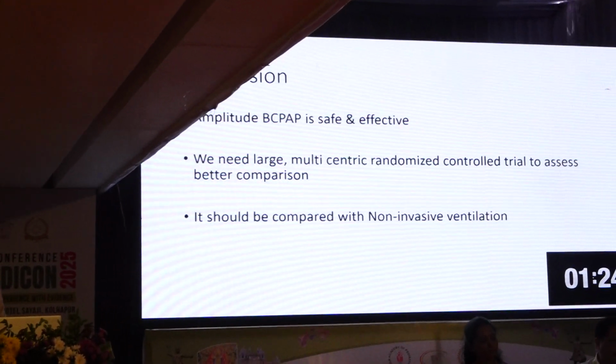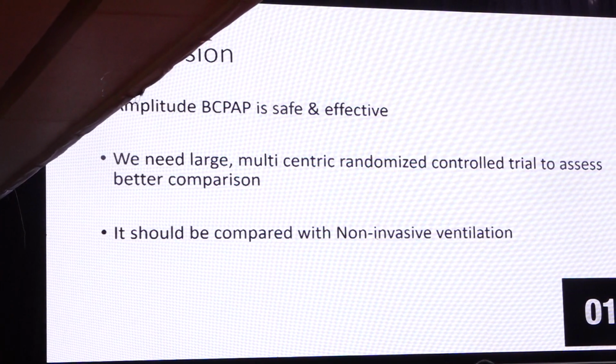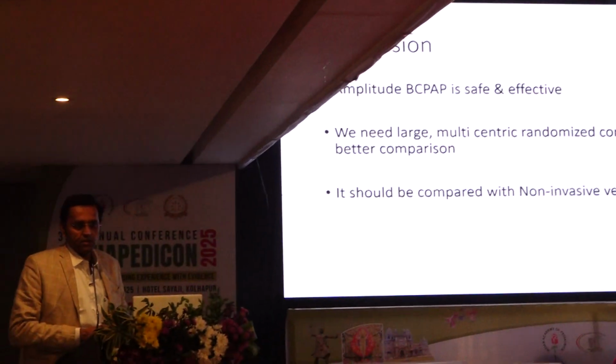So amplitude bubble CPAP is safe, it is effective. We need a large multicentric trial to assess the better comparison. Now, this was non-randomized, where we have seen some sicker babies came into one limb, and some better babies went to the other limb. The bias can be avoided, and it should be compared with non-invasive ventilation. So that's what we want to do, because we have seen over time the evidence is coming that non-invasive ventilation is superior to bubble CPAP. Because amplitude CPAP has an additional character, we want to try it in comparison with non-invasive ventilation.